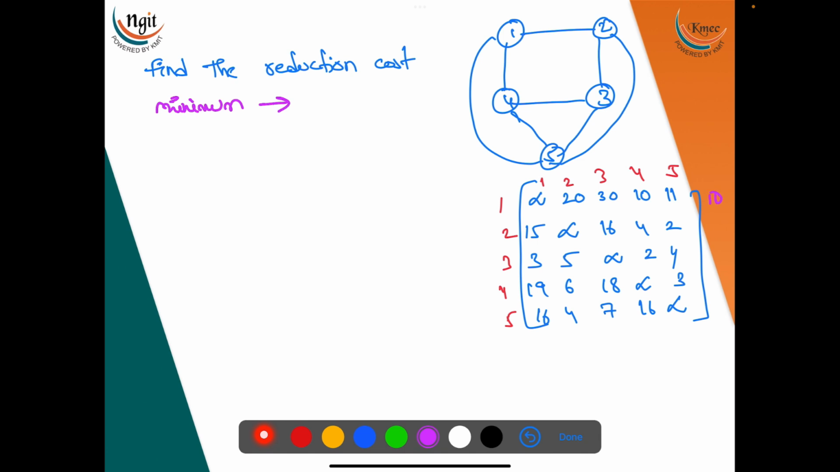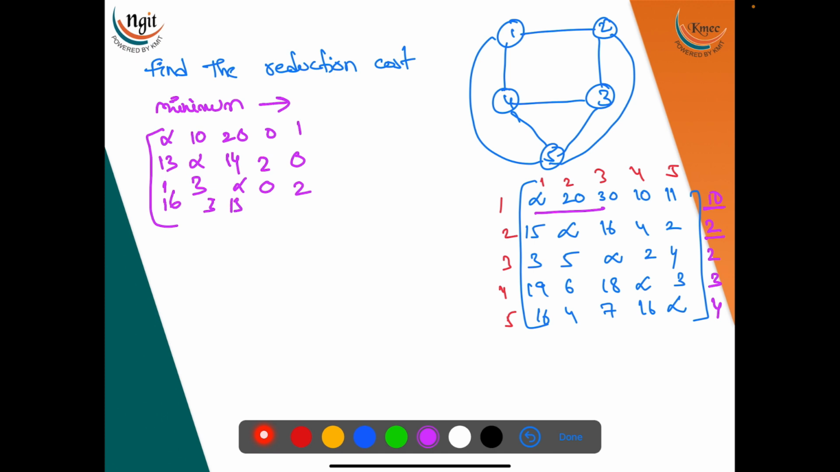So the row minimums are 10, 2, 2, 3 and 4. Now subtract 10 in this row, subtract 2 in this row. If you do so, your matrix is what? Infinite, 10, 20, 0, 1; 13, infinite, 14, 2, 0; 1, 3, infinite, 0, 2; 16, 3, 15, infinite, 0; 12, 0, 3, 12, infinite. This is your reduction of rows.